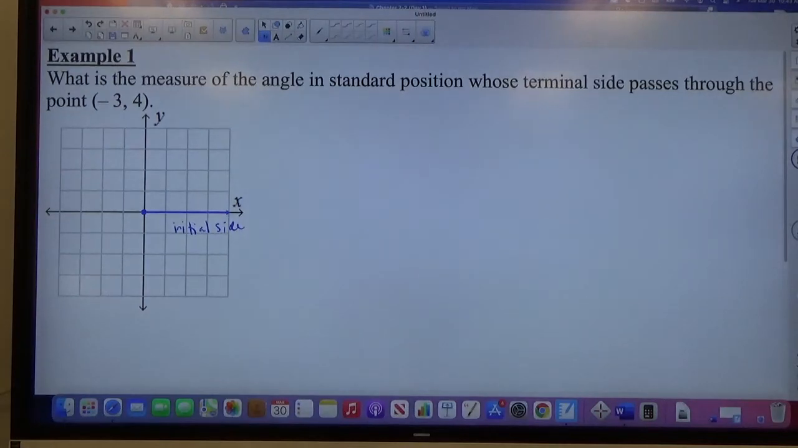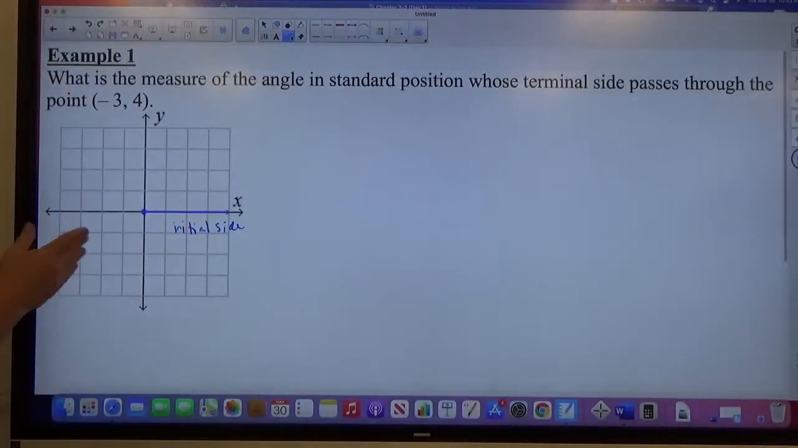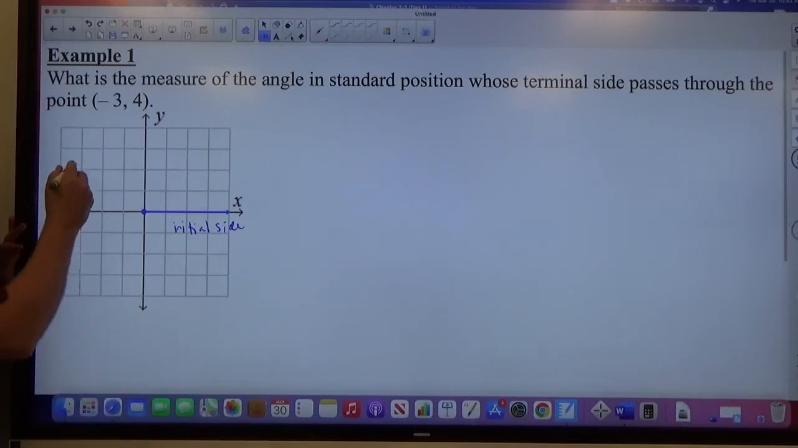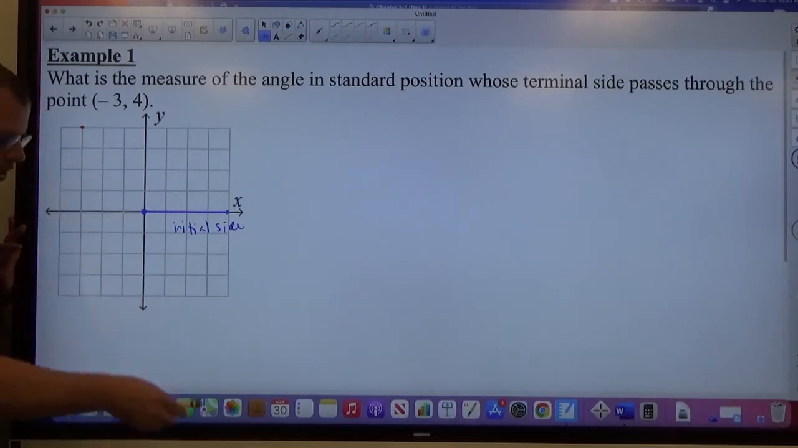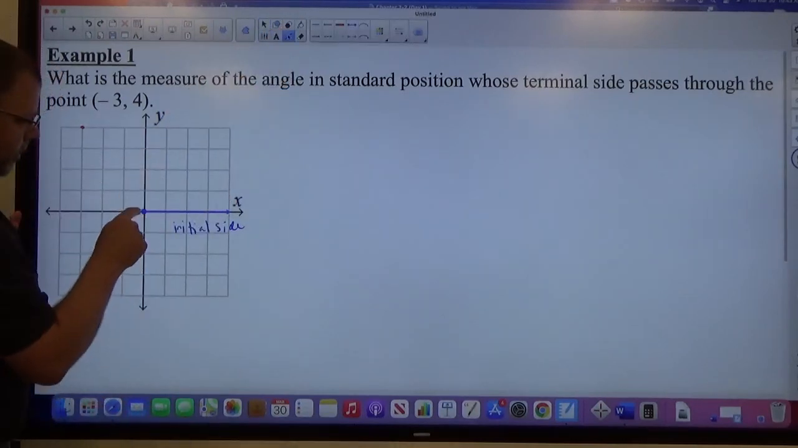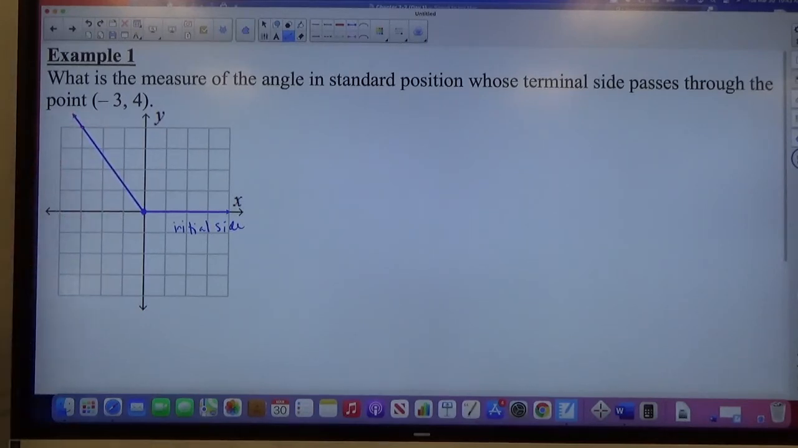When they say an angle is in a standard position, the initial side is the positive x-axis. An angle has two sides, one ray and a second ray. The terminal side would be where it opens up to. So it passes the point negative 3, 4. So if I were to plot negative 3, 4, the other side of this particular angle passes through that point. So I'm going to start at the origin, and I'm going to go through that point, creating an angle.